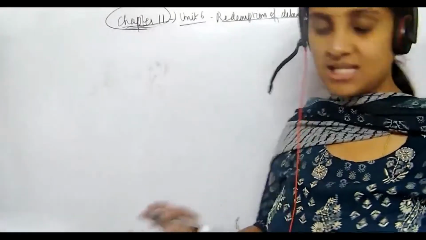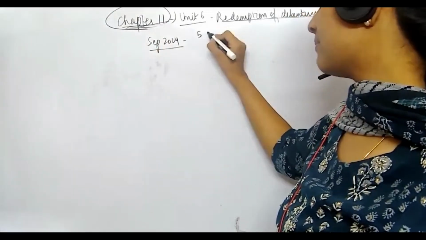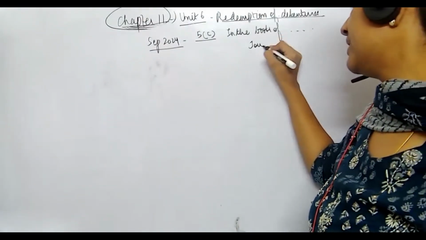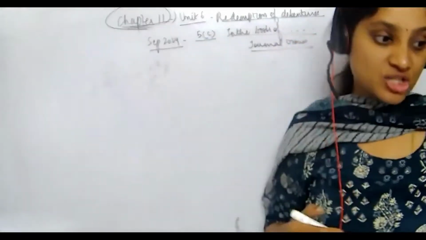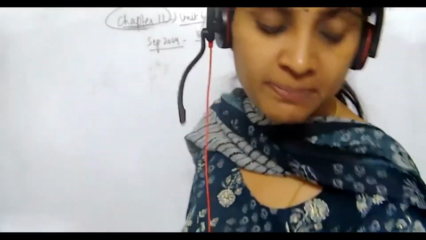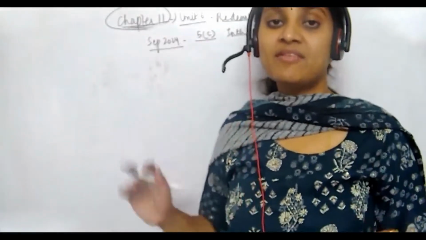If you ask me, this is going to be a very, very easy question. So the September 2024 attempt, question number 5C, we are going to do the journal entries, okay? In the books of the company, the journal entries. So here, my dear students, pass the journal entries for 3 years together. It is not only 1 year, but it is 3 years. So the first year we are going to see when you have issued the particular debentures. Okay.